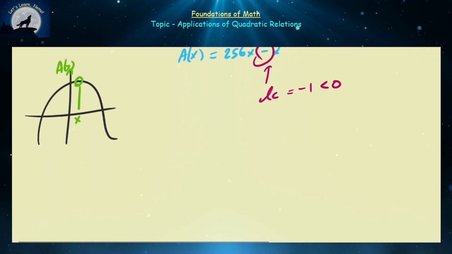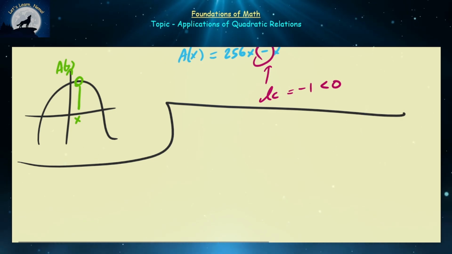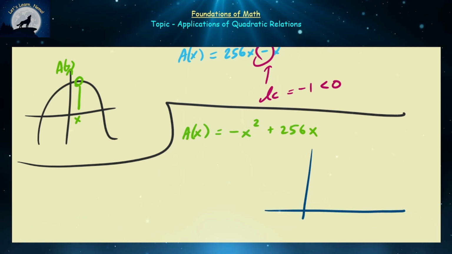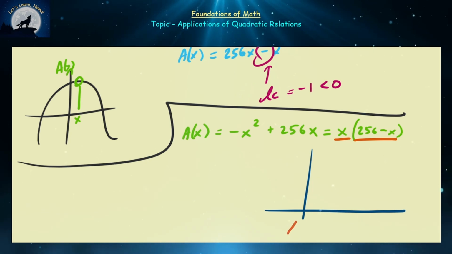So let's actually sketch this out in a neater fashion. What do we have? We have A of x is equal to, once we rearrange this, -x squared plus 256x. Our goal is to figure out what value can maximize this area function. Now, the factored form is not completely useless to us. We have x times (256 minus x). So we have two zeros: x equals 0 and x equals 256. The zeros of this function are very easy to get from this factored form.